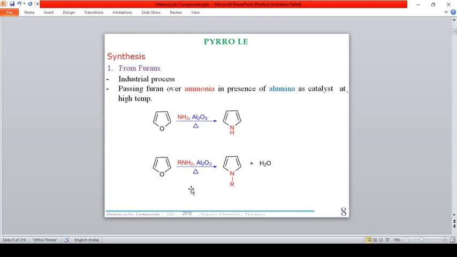Alright, now comes the synthesis. Synthesis of pyrrole is done by many methods, and we will be studying 3 methods. The first method we will study is the industrial process. In the industrial process, we have synthesis on a very large scale, so we have to consider a lot of factors: environmental conditions, conditions required for the reaction. Some things change from a laboratory reaction to the industrial process because the amount is changing.